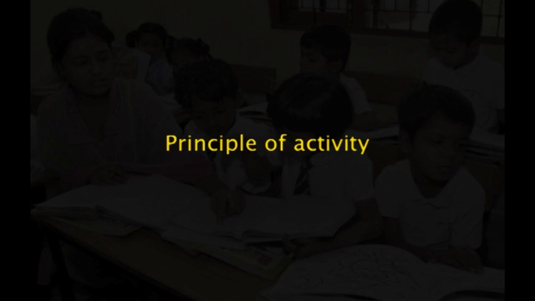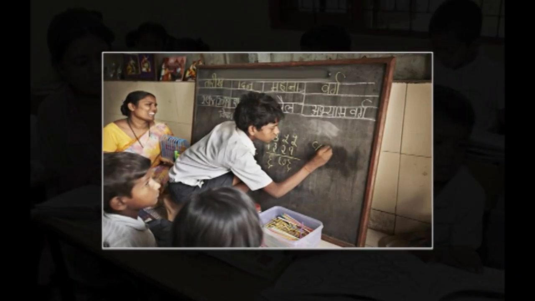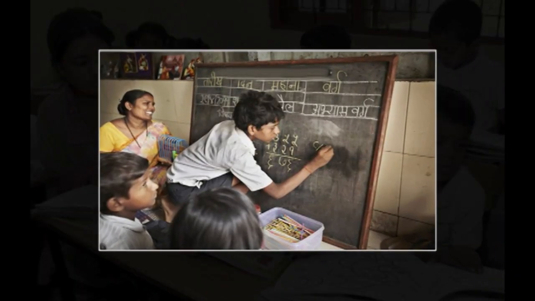Then, the principle of activity. The teaching learning process is a bipolar process. Both the teacher and the student should remain active. The more the activity of the children, the better the teaching process.